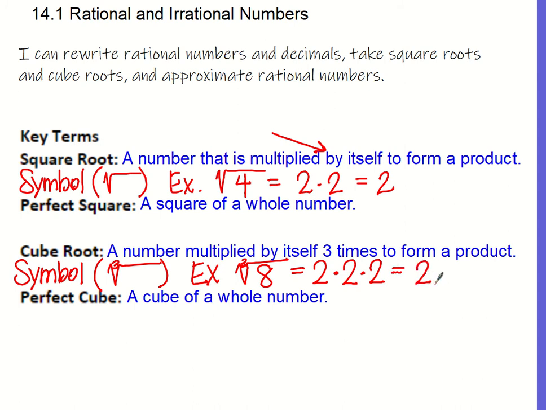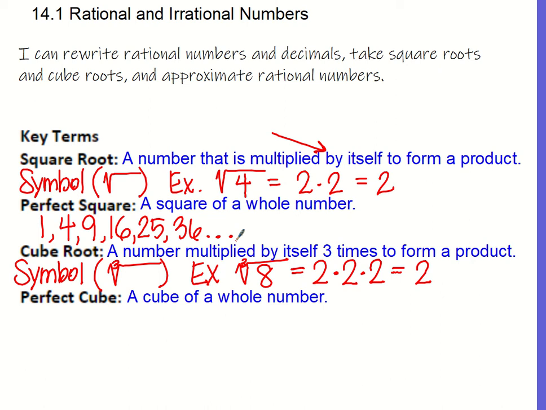Okay? Now, if we're talking about perfect squares, it's a square of a whole number. So squaring something means multiplying it by itself. So your perfect squares would be 1. 1 times 1 is 1. 2 times 2 is 4. 3 times 3 is 9. 4 times 4 is 16, 5 times 5 is 25, 6 times 6 is 36, and so on. You guys get the idea. So those are your perfect squares, a number times itself, and a whole number.